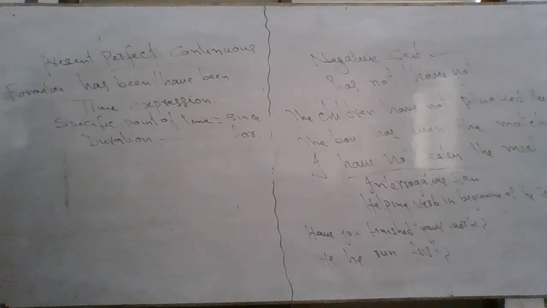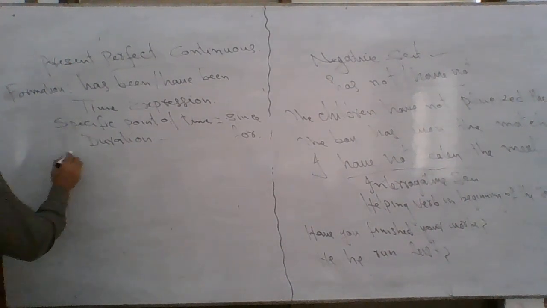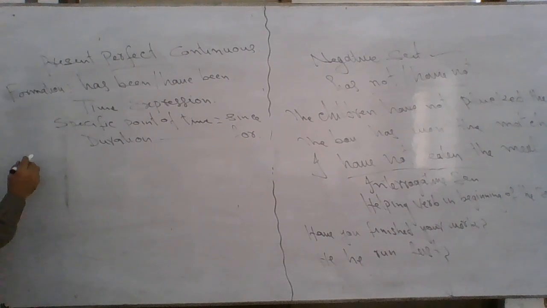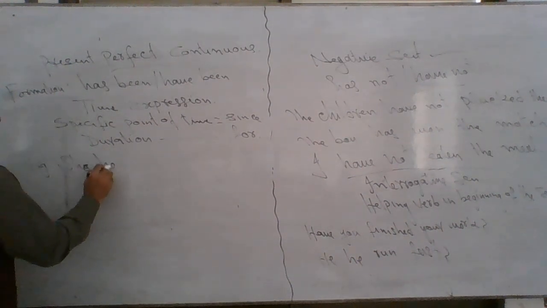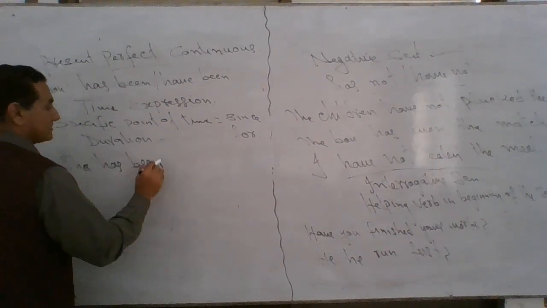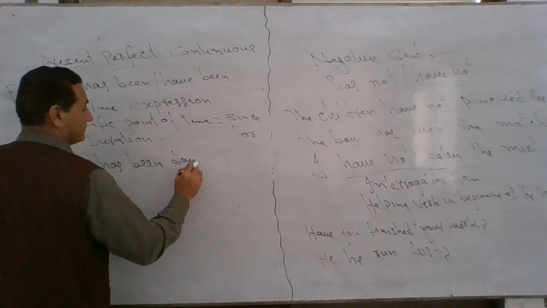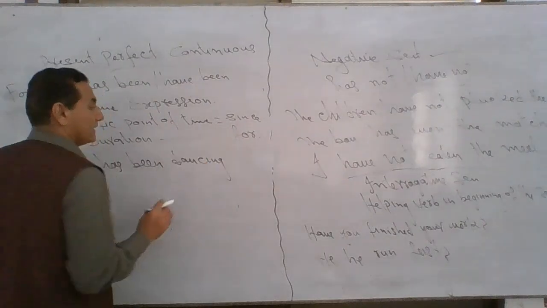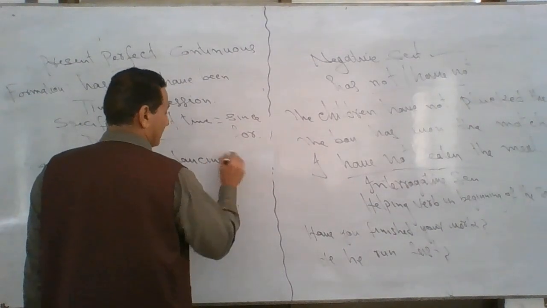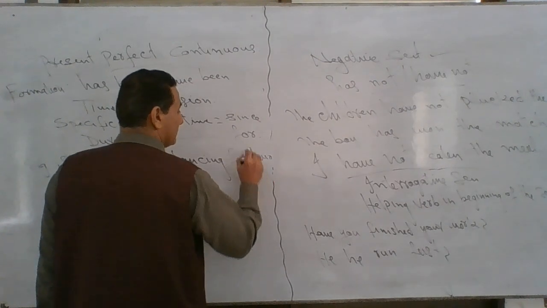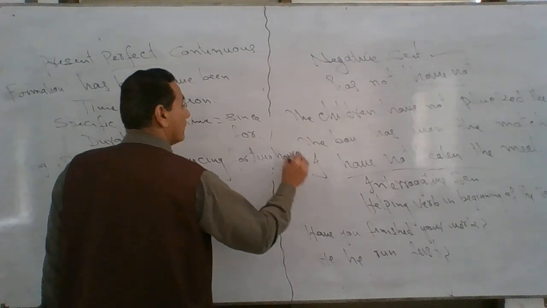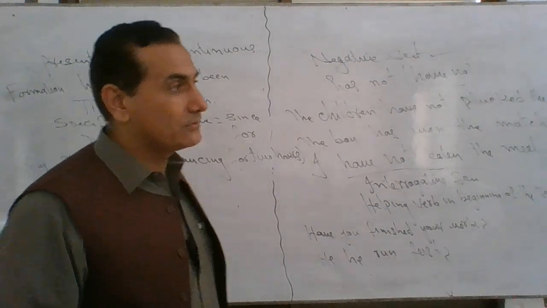That is clear to you. With example we are going to explain that is clear. Example: same thing. She has been dancing for 2 hours. For 2 hours.